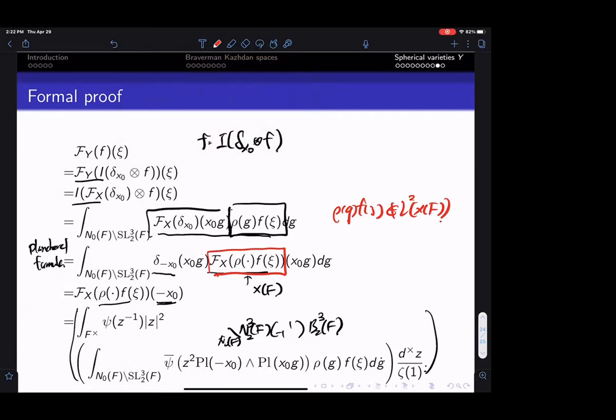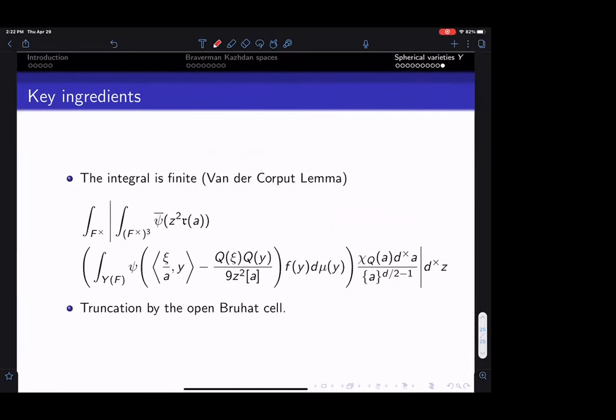So we really need a truncation on the Bruhat open cell. So we need a truncation. So this is one of the main ingredients of the formal argument. And the last one is to establish that this integral is actually finite. So that is, its integral over Z is absolutely convergent.